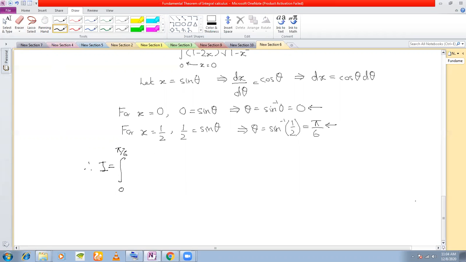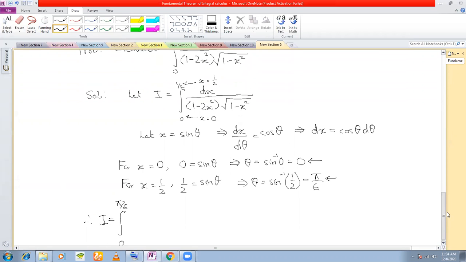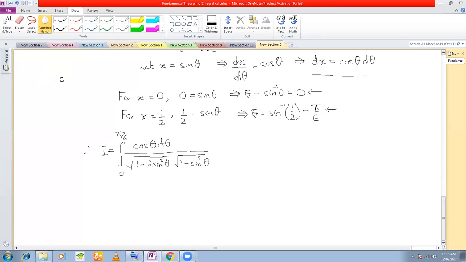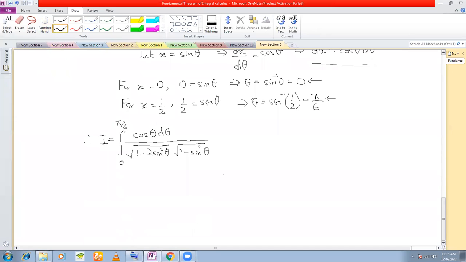Now you change the variable here also. Now you see dx is what? dx is cos theta d theta. So you put cos theta d theta divided by root over 1 minus 2 sine square theta into root over 1 minus sine square theta. Right? After changing the variable, this is what we are going to get.